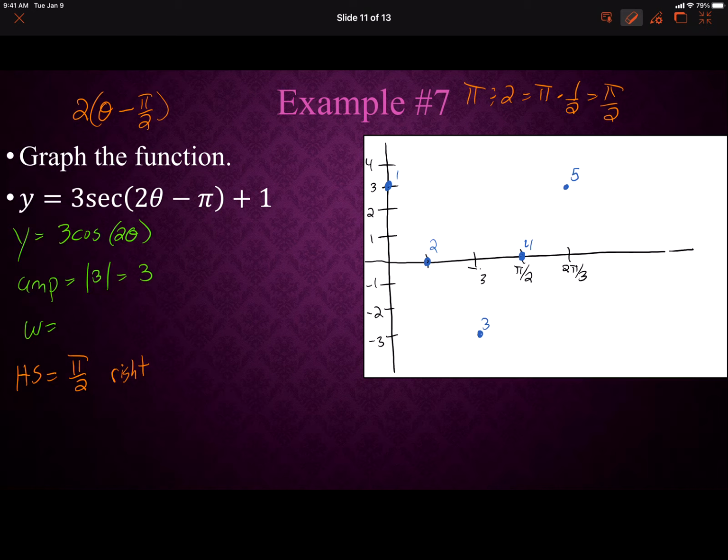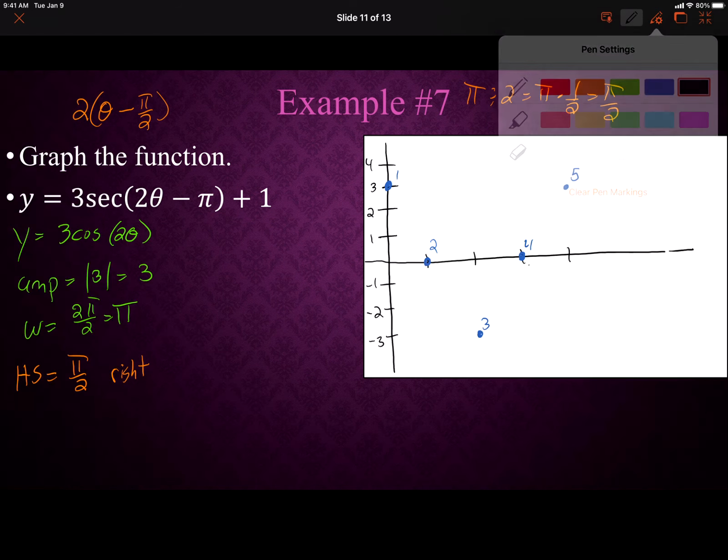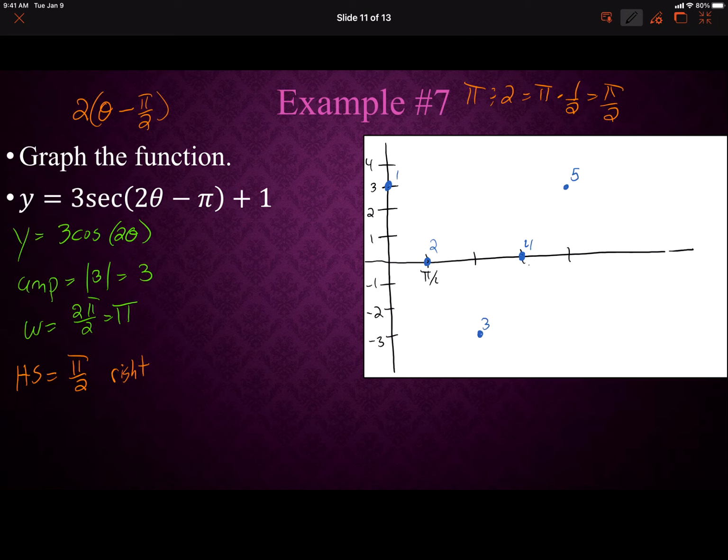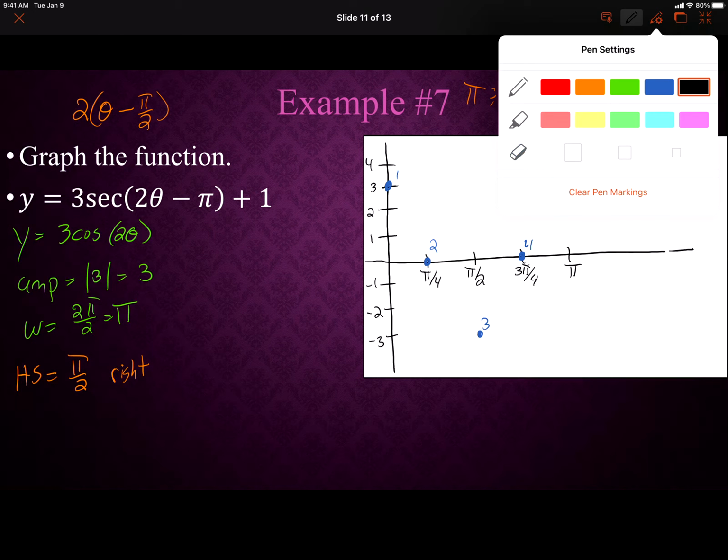I'm going to erase the horizontals. Give me a second. Sorry about that. So it was 2 pi over 2, which is just simply pi. So the horizontals should be pi over 4 to start, then pi over 2 for the middle, 3 pi over 4 for 3/4, and then full pi for the full period there.